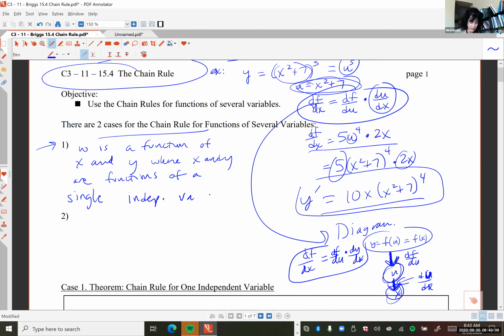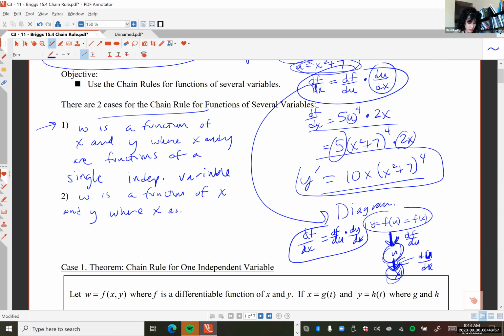Now the hard case, number 2. The second case we'll look at today is where W will still be a function of x and y, where x and y are themselves functions of 2 or more variables. We'll stick to easy and say 2 for now. I'll put in parentheses, or more. I'm going to give you problems where it's hellacious, and you have to be able to handle it. Independent variables.